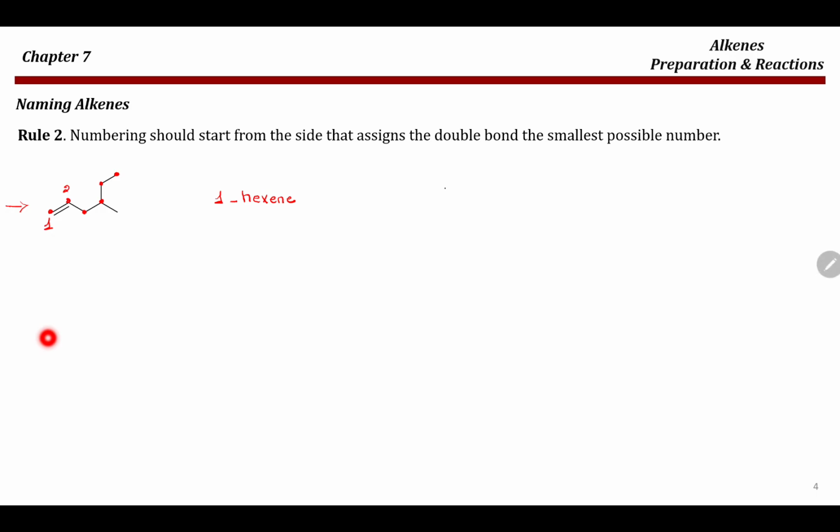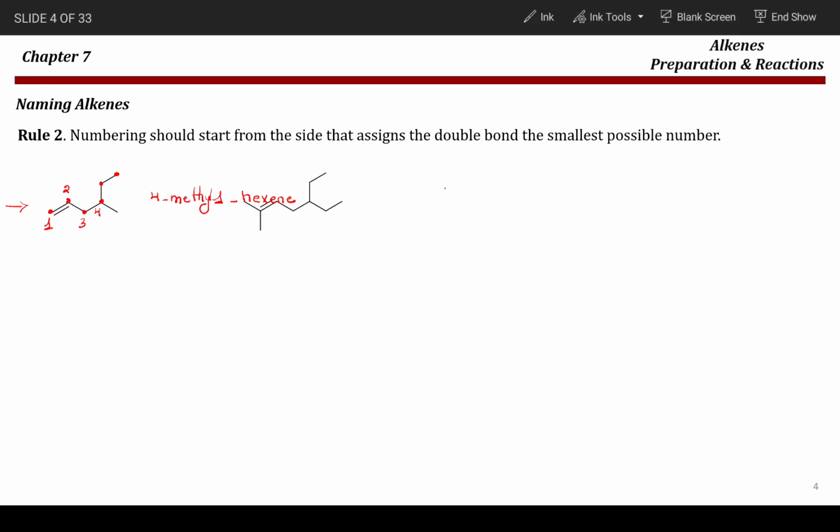So now again, 1, 2, 3, 4. Now we have a methyl group at position 4. So this is 4-methyl-1-hexene. Let's take another example now.